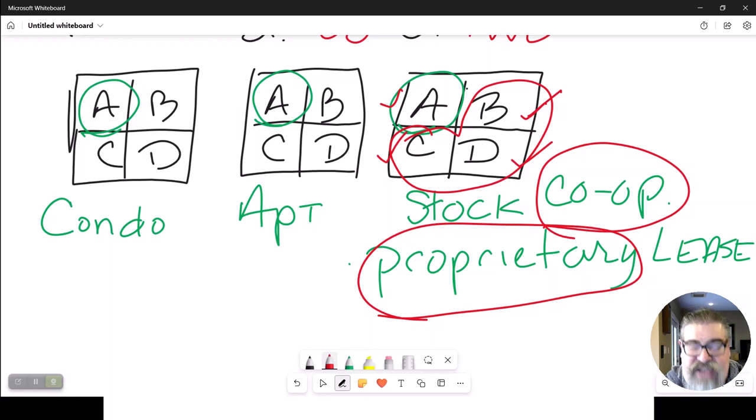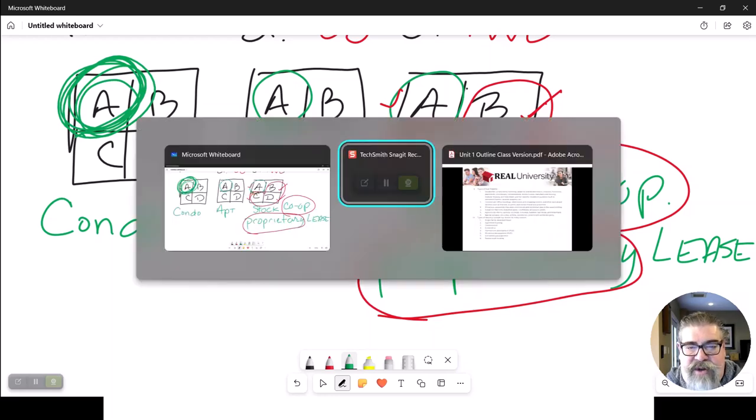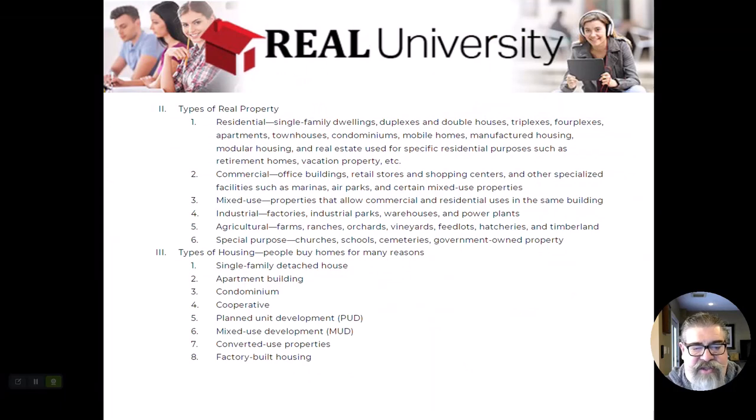As opposed to over here in the condo, when Unit A says, I'm selling my fee simple, my portion only, the other people don't have a say. So those are the three that we're talking about. So that's the single family, apartment, condo, cooperative, or a co-op. That's these three right here that we have been talking about up till now.